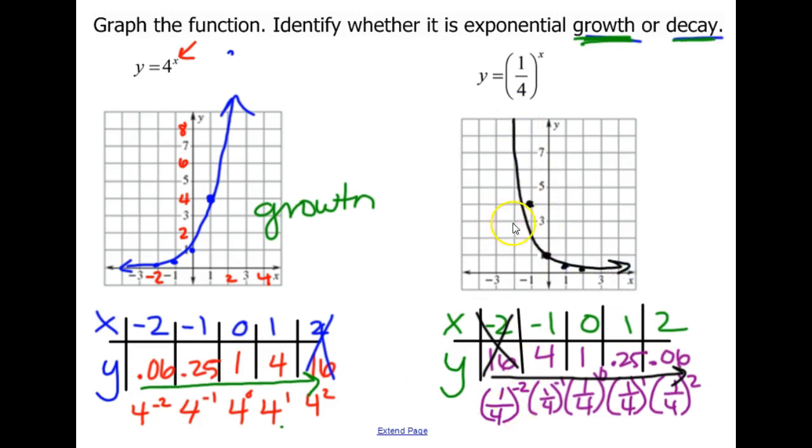Missed that point a little bit. Do your best there. You can maybe move this over. Draw your line through all of our points. And this one, just like we said, is a decay function because we're going down from left to right.